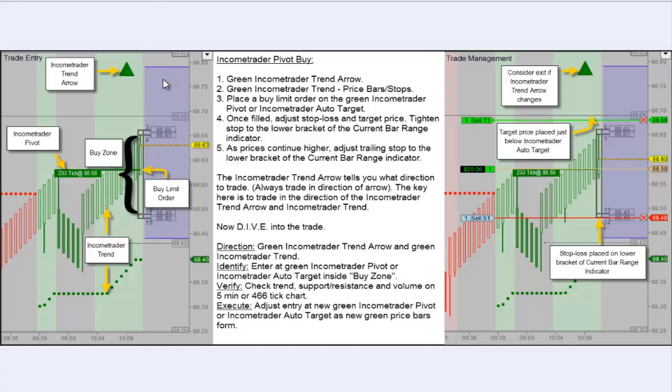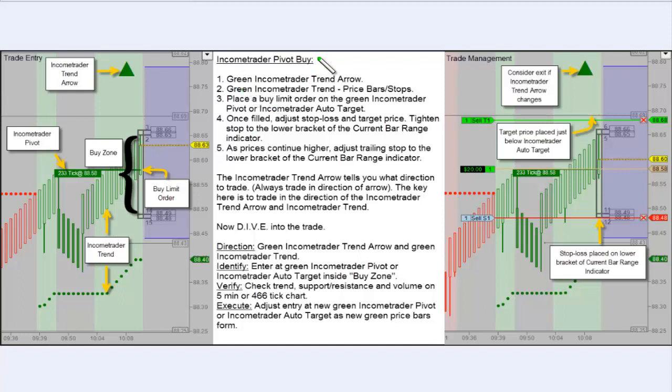So it's a good way to learn to know if the market's tradable and which direction you should be trading, by following the relationship of the green or red arrow to the green or red price bars. In this case, we're set up for a long entry with the green arrow and the green price bars. The chart to the right will be the trade management, which we'll get to in just a moment. So let's continue on with the discussion here.